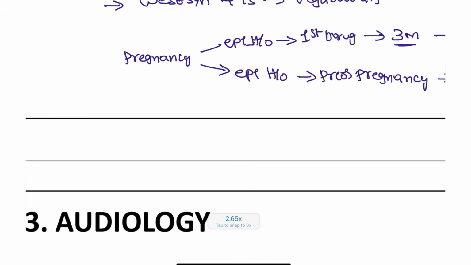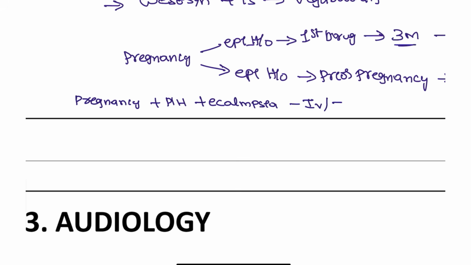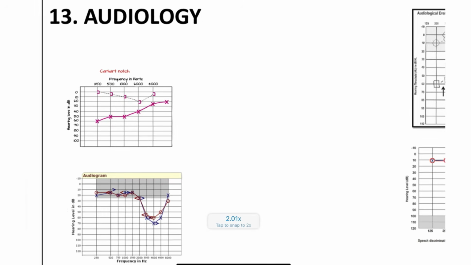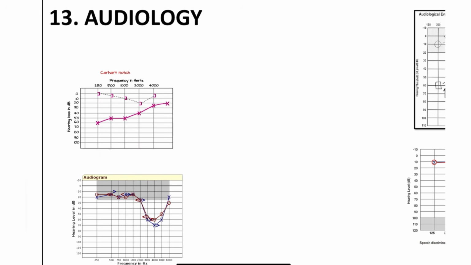So let's say the pregnant patient has no history but presented with hypertension plus eclampsia. For these seizures, you are going to give IV plus IM MgSO4. IV plus IM MgSO4, that we are going to give for this patient. Right. Next, audiology and the charts that are asked.